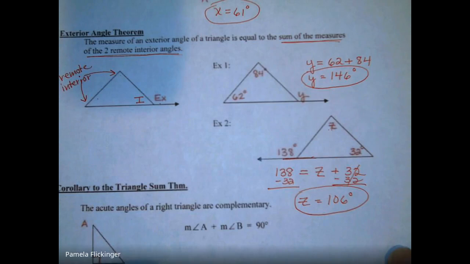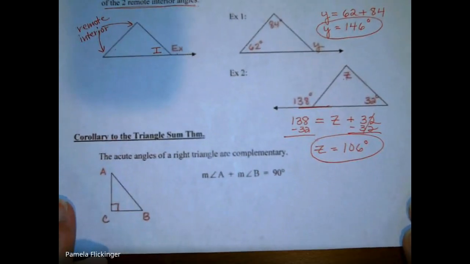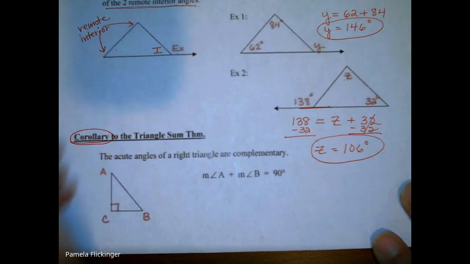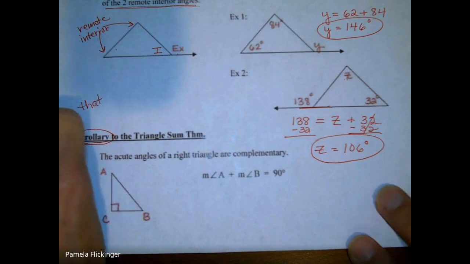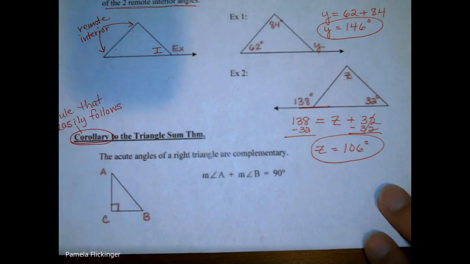Okay, and then lastly, there's this corollary to the triangle sum theorem. Now, this is a new word, corollary. And this just means it's a rule that easily follows.